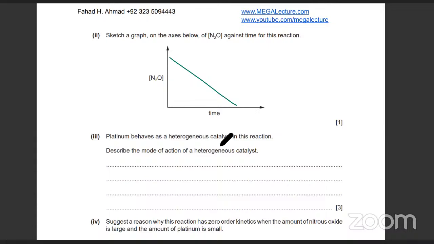Next one. Platinum behaves as a heterogeneous catalyst in this reaction. To describe the mode of action of a heterogeneous catalyst, how does a heterogeneous catalyst behave? 3 marks, you have to explain how heterogeneous catalysts work. So what are the 2 steps in a heterogeneous catalyst?